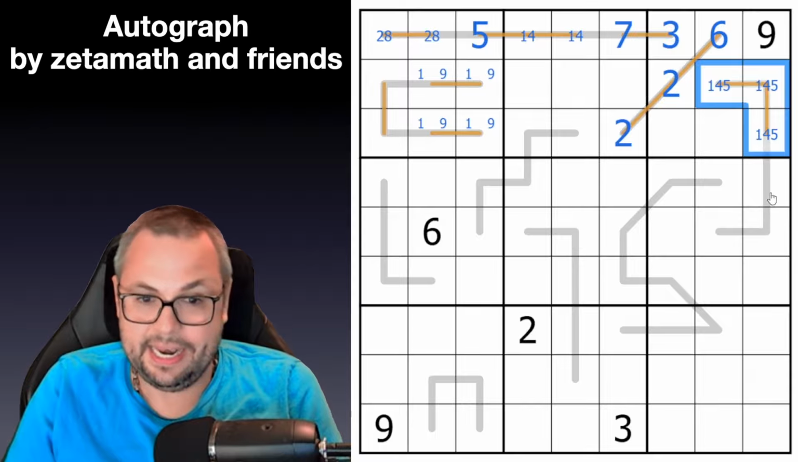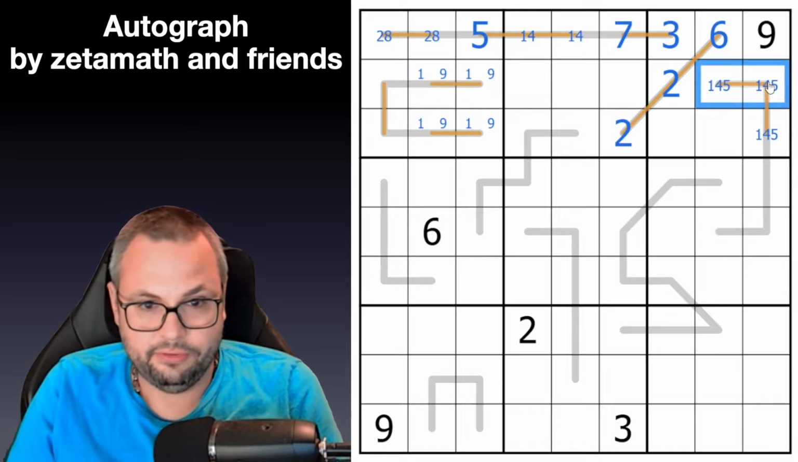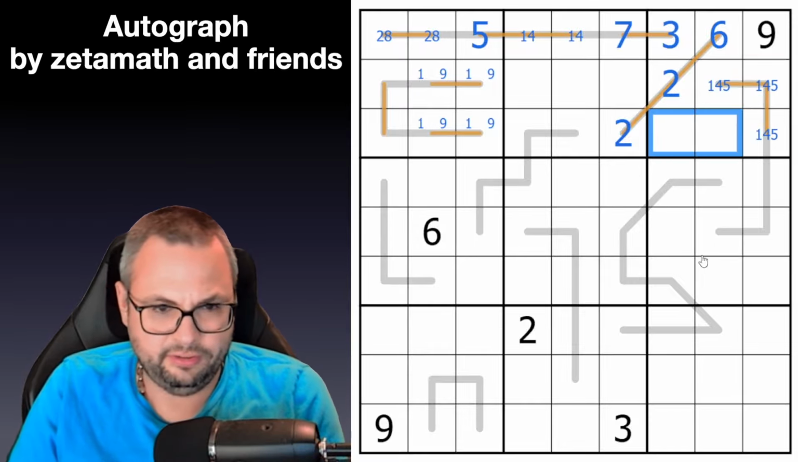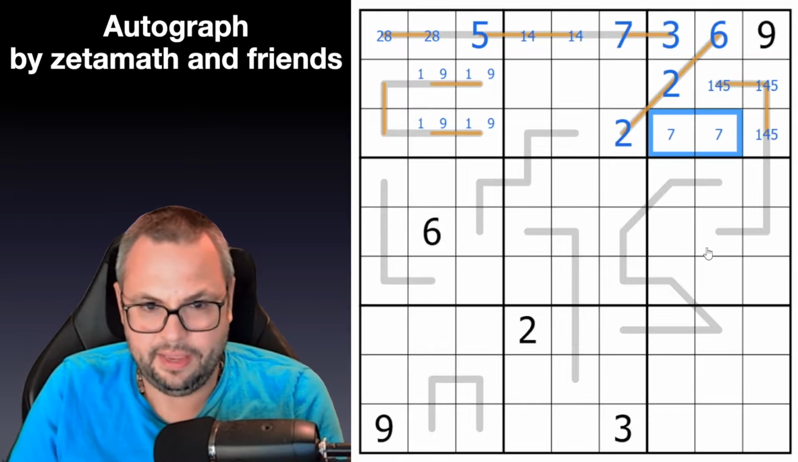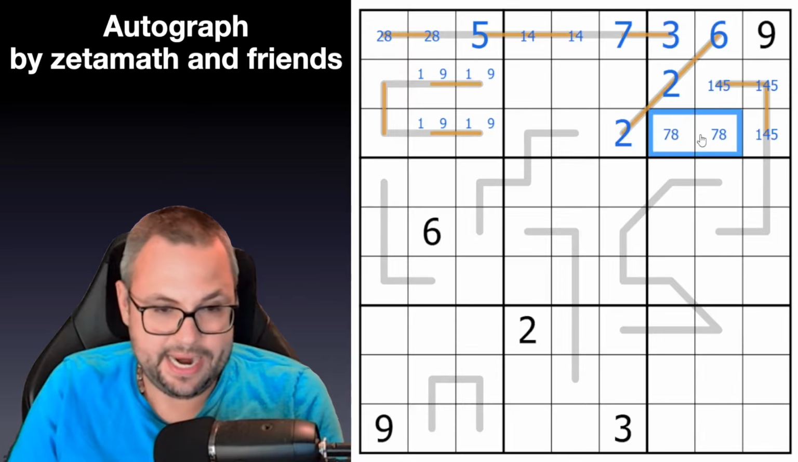I can't add any more to this unless I add zeros. So these are 1, 4, 5, which means these two digits are known. They're 7, and the other one, which is not 4, it's 8. Okay, so these are 7 and 8.